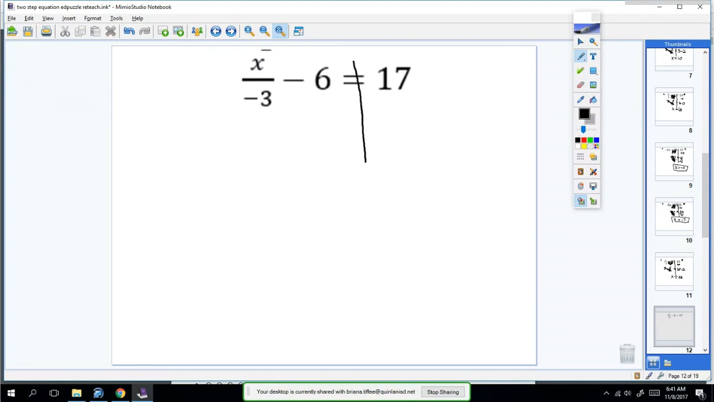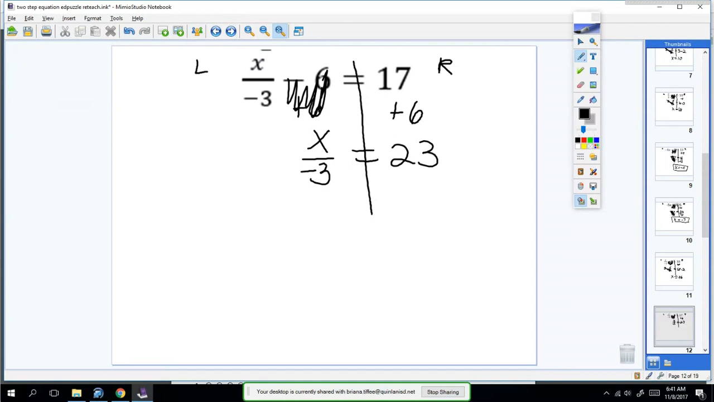Okay, you're going to draw a line down. You got a left side and then you got a right side. So the 6 is being subtracted, so you're going to add 6 to both sides. This cancels out. My equal sign comes down, and the x divided by negative 3 comes down. Well, 17 plus 6 is 23. So now you're going to multiply both sides by negative 3.